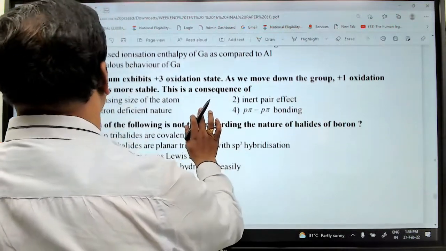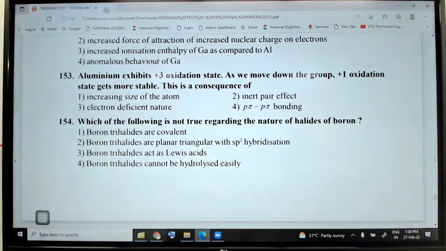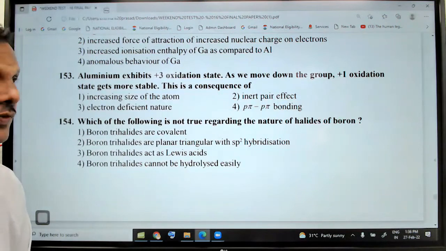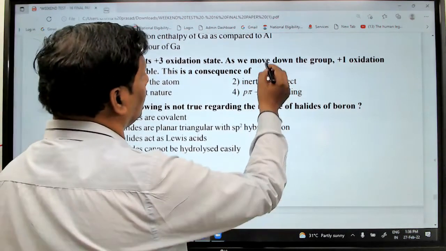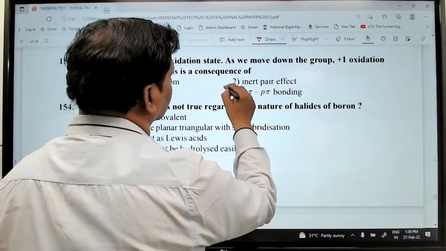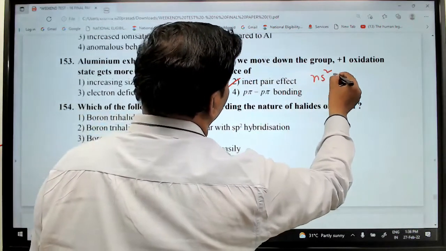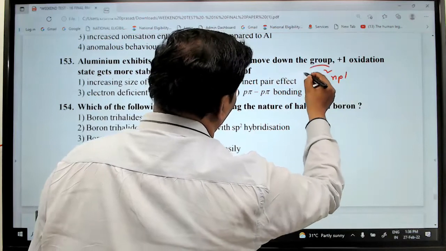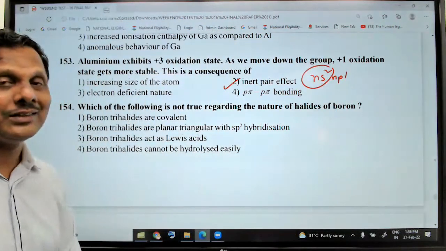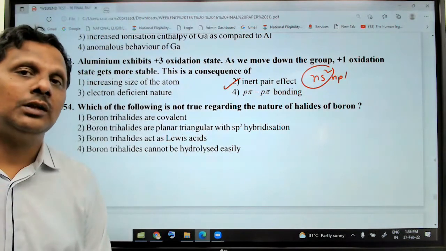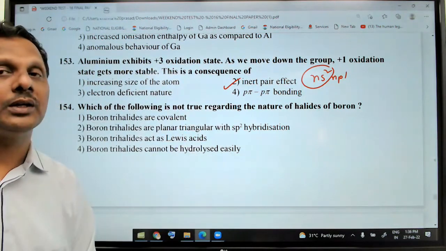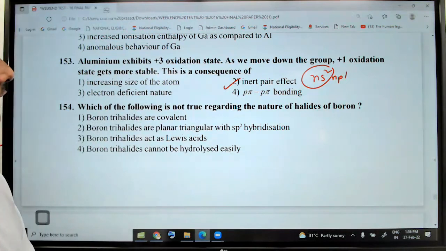Next one. Aluminum exhibits +3 oxidation state. As we move down the group, +1 oxidation state gets more stable. The reason, I think everybody knows, is the inert pair effect. What is the inert pair effect? In ns2 np1, the electrons present in the valence shell are reluctant to participate in bonding. That's why +1 oxidation state is more stable than +3, in particular in the case of group 13. This effect is what we call the inert pair effect.